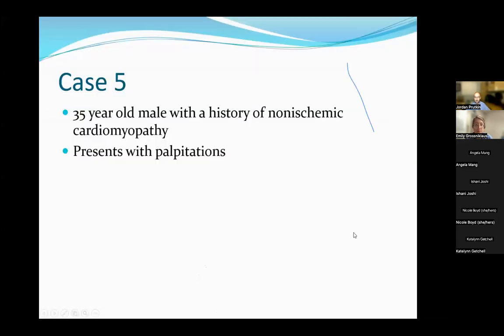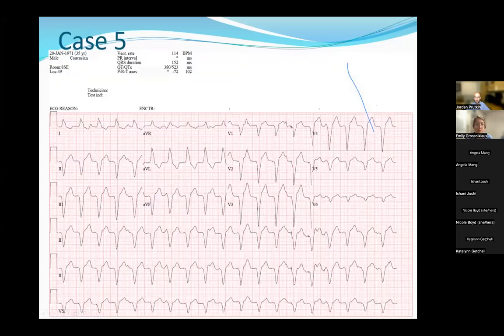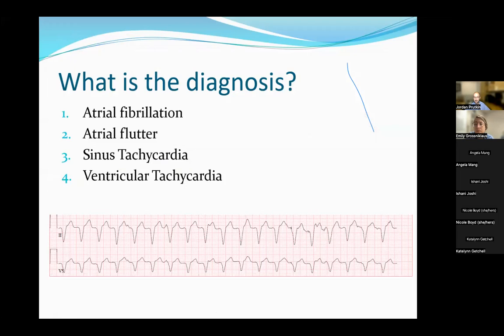Let's talk about the wide complex thing. So a 35-year-old with a history of non-ischemic cardiomyopathy presents with palpitations, and this is his EKG. So the question is going to end up being, what's the rhythm? I'm going to give you these two leads, lead 2 and V5.